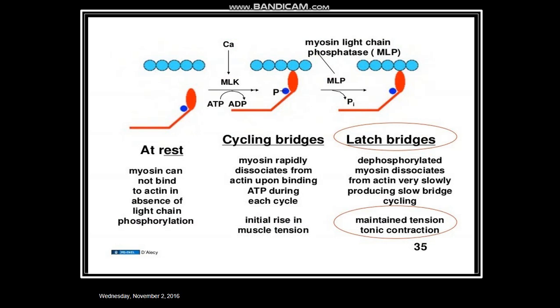What happens? The myosin rapidly dissociates from actin upon binding ATP during each cycle, causing an initial rise in muscle tension. Then come the latch bridges. The phosphorylated myosin dissociates from actin very slowly, producing slow bridge cycling that maintains tension, the tonic contraction. See, this here is the latch bridges.